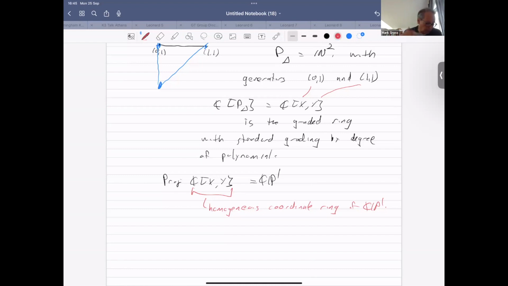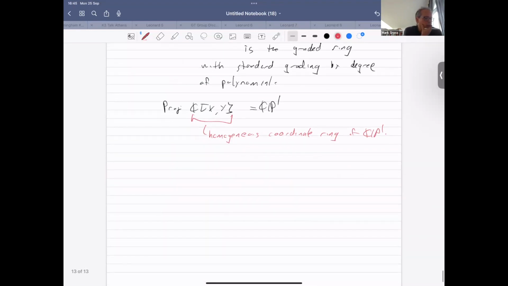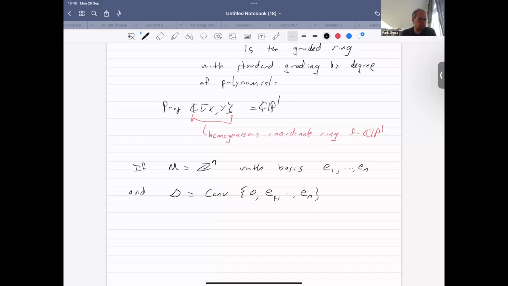Okay, so this is another way of describing P1 using combinatorics, using toric geometry. If I take instead the standard simplex, so now let's work in n dimensions. I take Z^n with the standard basis, E1 through En, and delta to be the convex hull of 0, E1 through En. So this will be one way of writing the standard simplex.